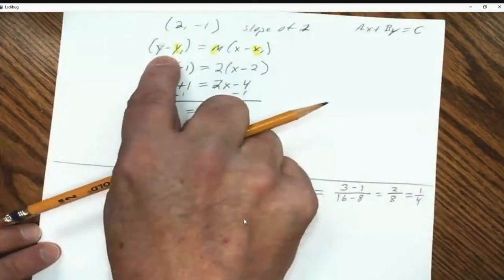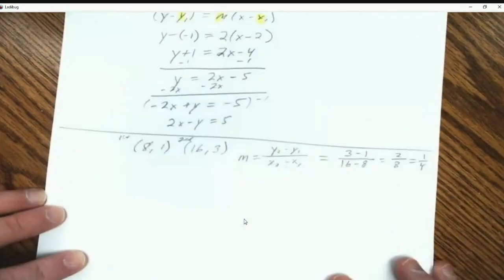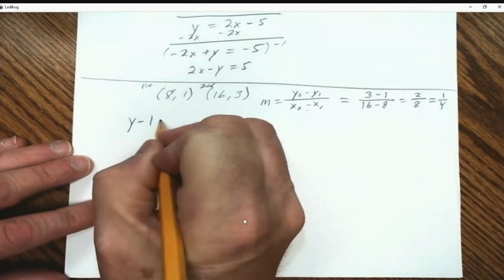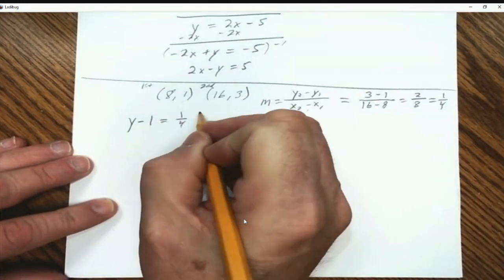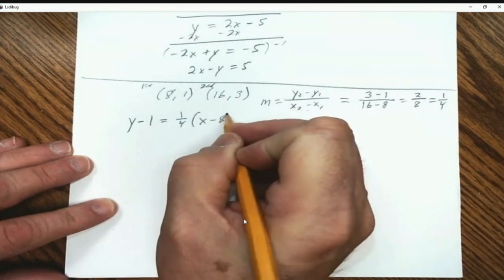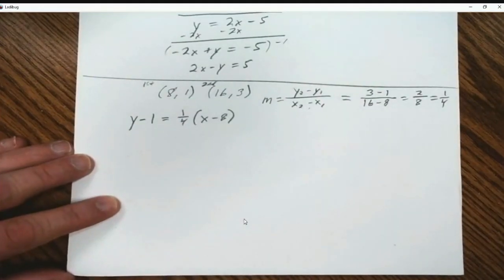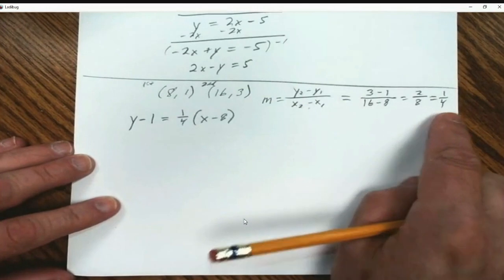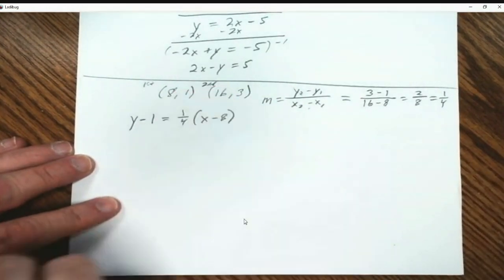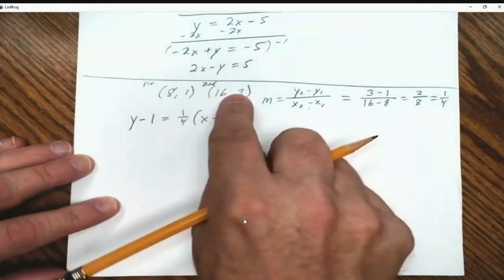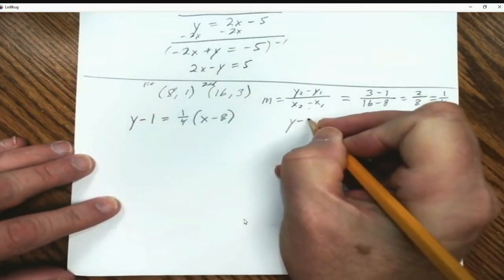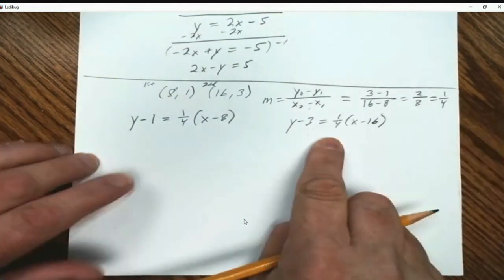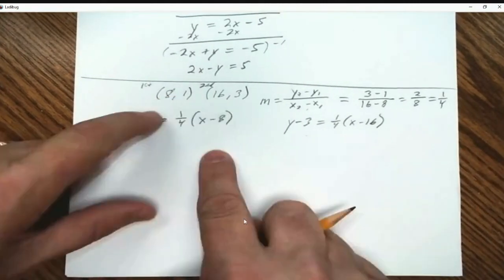So using the same y minus y1 equals m times x minus x1, we can do y minus 1 equals the slope, 1/4, times x minus 8. Okay, so this is the equation of a line that will pass through that point with that slope, which means it should also pass through this point because we calculated the slope between those 2 points. We could also write this as y minus 3 equals 1/4 times x minus 16. That's just using the other point. These should be the exact same thing.